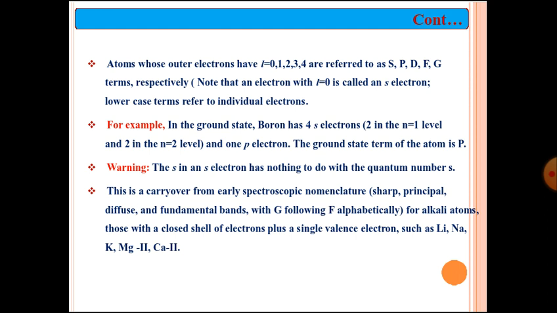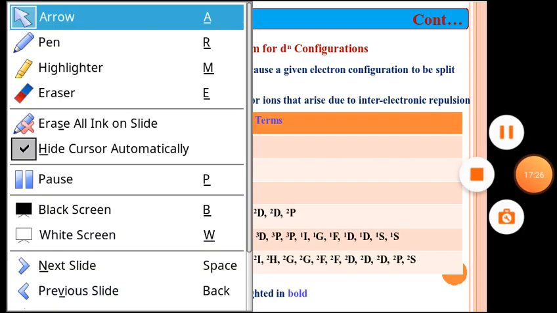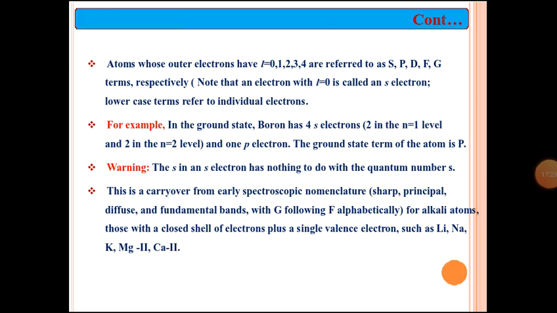Atoms whose outer electrons have L equal to 0, 1, 2, 3, 4 are referred to as S, P, D, F, G terms respectively. For example, in the ground state, boron has 4 electrons in the n equal to 1 and n equal to 2 levels, and 1 p electron. The ground state term of the atom is P.